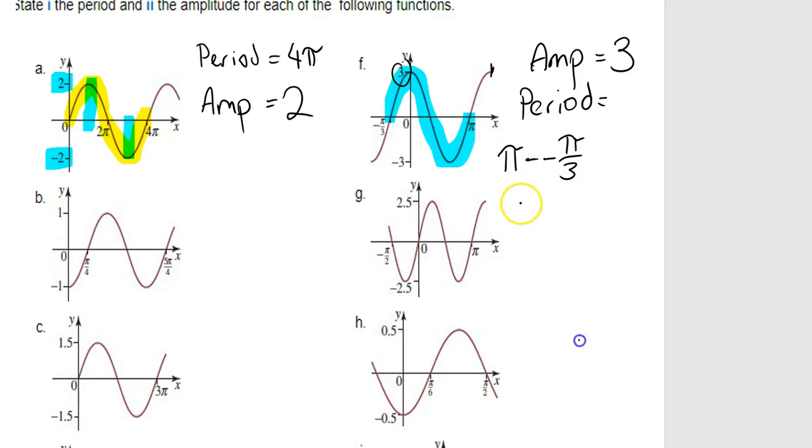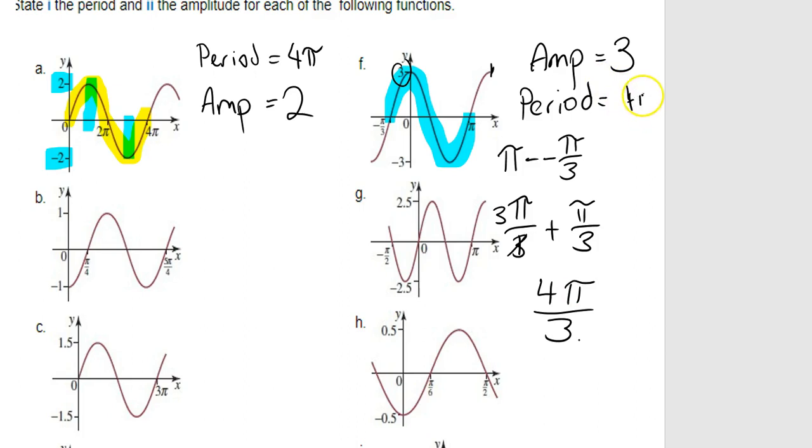So a bit of fraction work there, so it's pi on 1 plus pi on 3. So we can turn this into 3 pi on 3, 4 pi on 3. Okay, so our period there is 4 pi on 3.